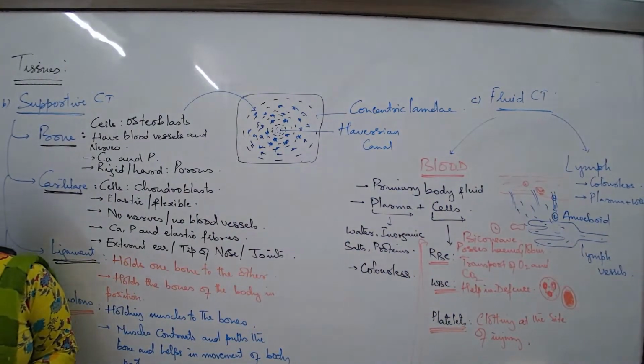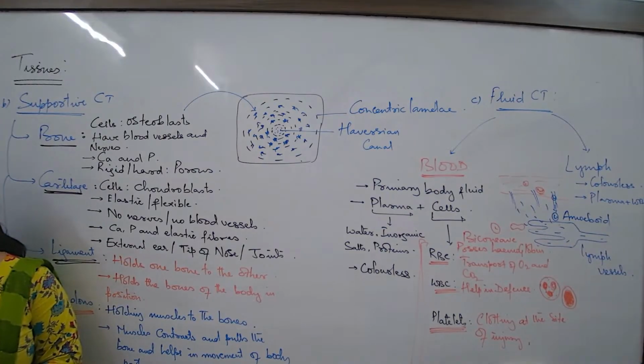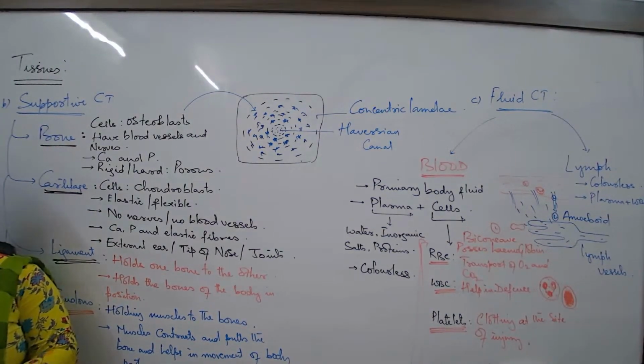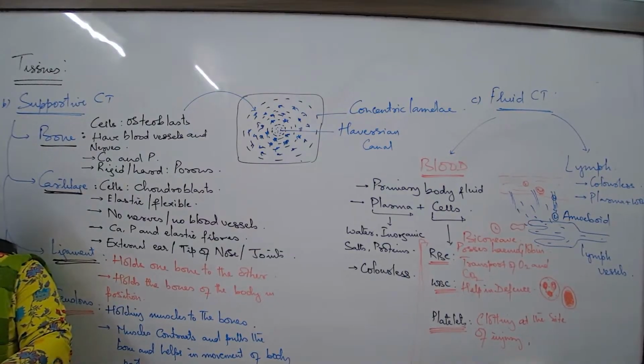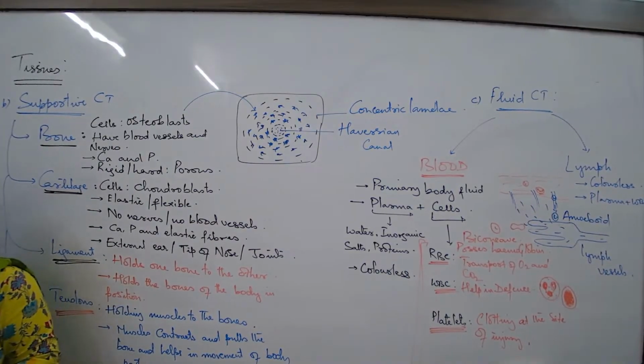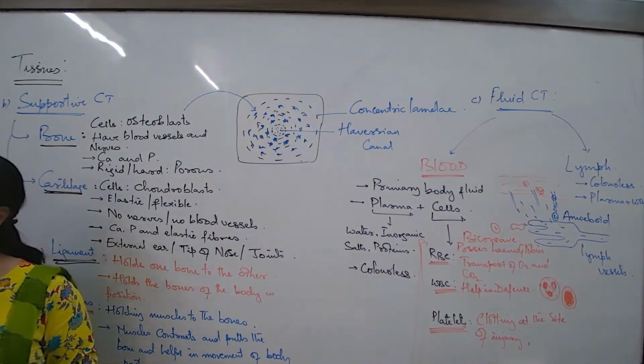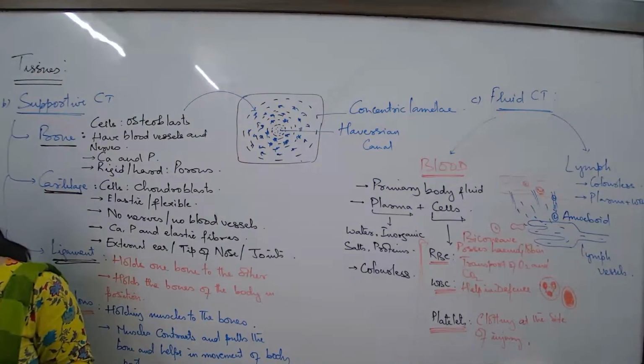WBCs are amoeboid. They can change their shapes. That's the reason they can come out of the blood vessel and enter into the lymph. And what is the composition of the lymph, now you are supposed to write? Made up of plasma and the WBCs.